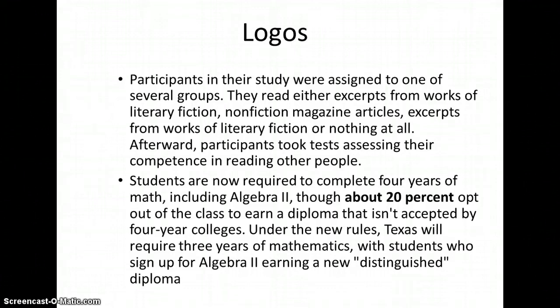The second bullet I've bolded about 20%. So it goes on to say these students now are required to complete 4 years of math, including Algebra 2. 20% opt out of the class to earn a diploma that isn't accepted by four-year colleges. Under the new rules, Texas will require 3 years of mathematics with students who sign up for Algebra 2 earning a new distinguished diploma. So that is more data, factual information that would qualify as logos.